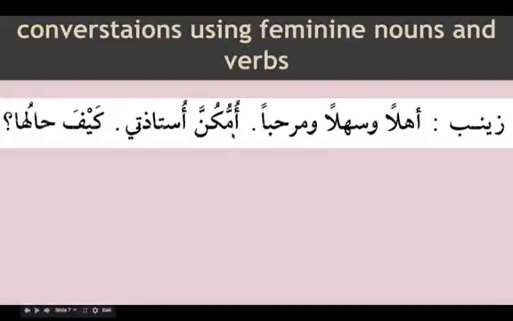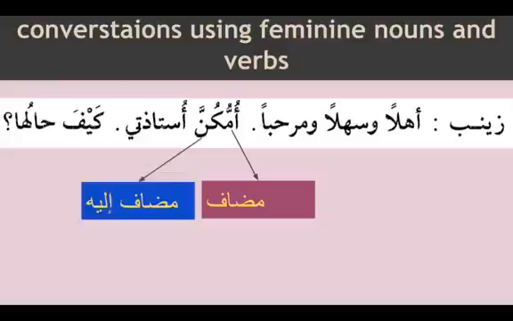Ummu kunna, ummu is mother. So again we have here a compound. It's ummu kunna, your mother. This ummu is mudaf and kunna is mudaf ilayhi, mother of yours. So we translate as your mother. Ustazati, so again here is my teacher. So ustazatu plus ya mutakallim, mudaf ilayhi, ustazati.